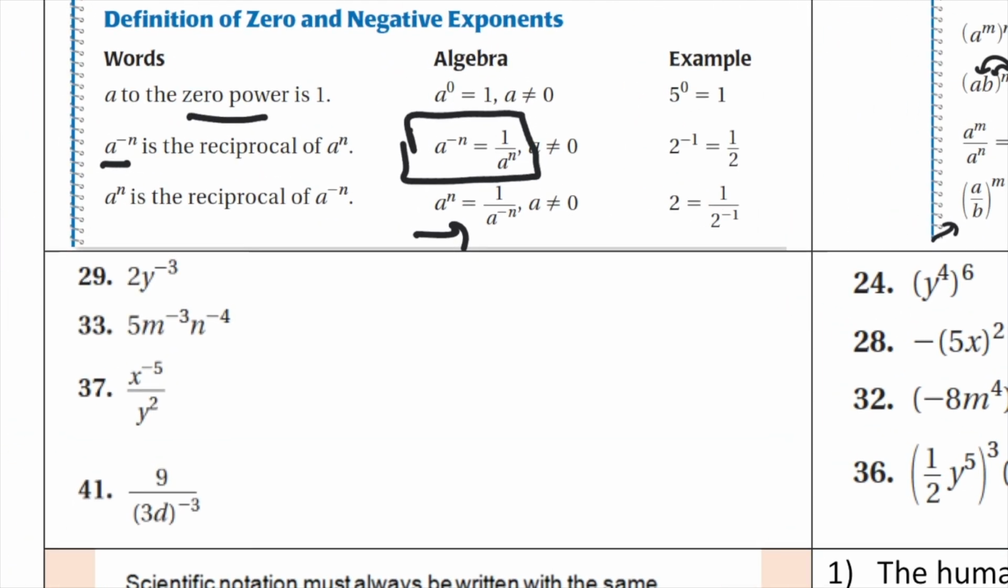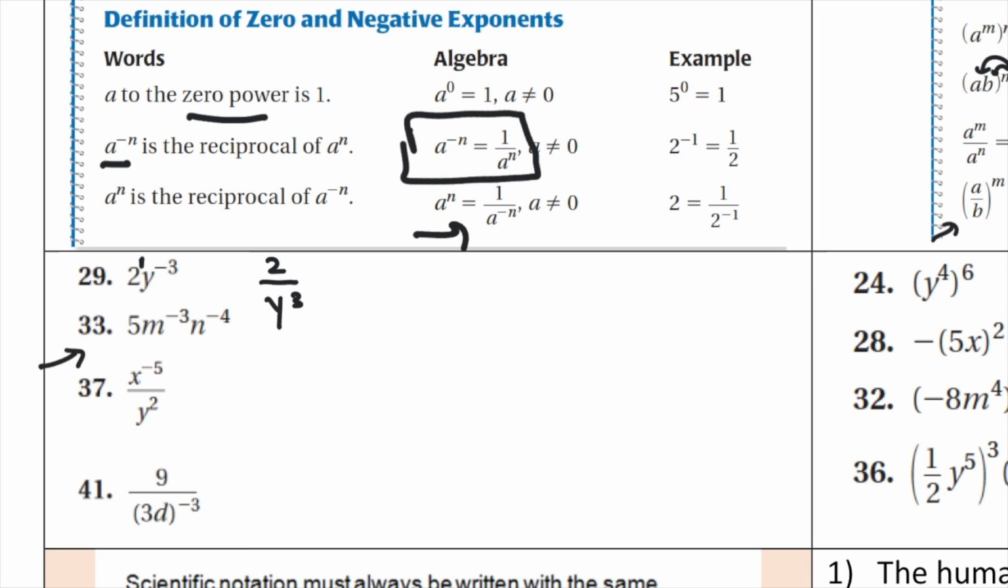So let's start with our first problem, number 29. This is actually a tricky one. Notice the 2 is to the first power. The 2, when we simplify, will stay in the numerator. What will move is the y. The y to the third moves to your denominator.